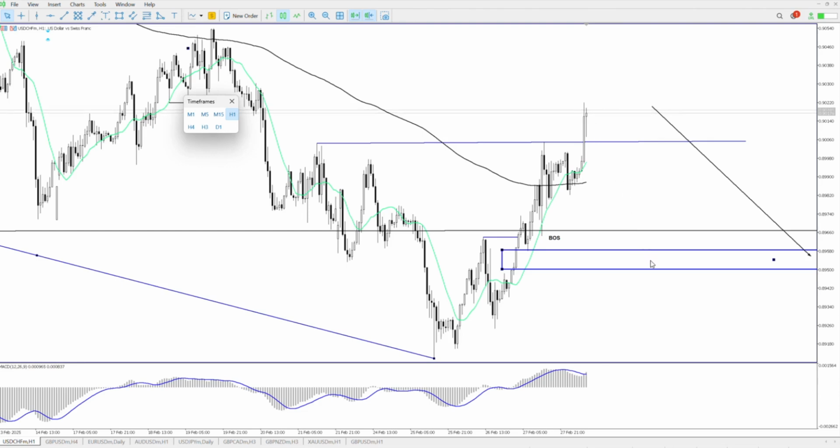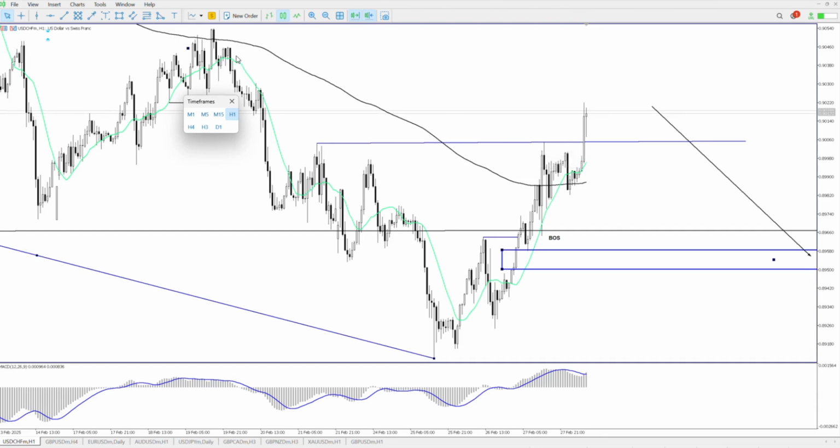I'm 80% confident on this. There is no signal, no analysis that is 100%. But with what I'm seeing currently on USD Swiss franc, I have an 80% confidence rate of this market move playing out. And we can also see a major change in character.